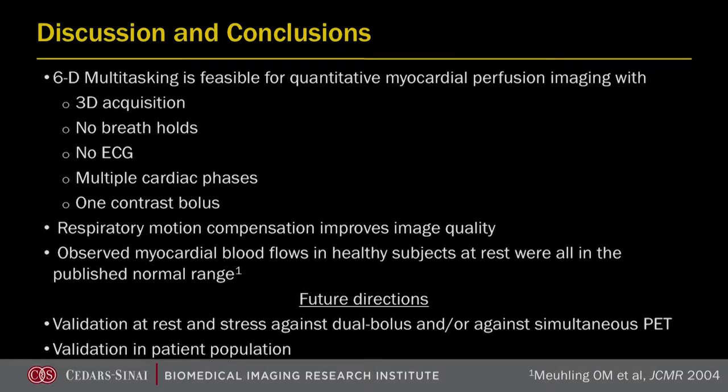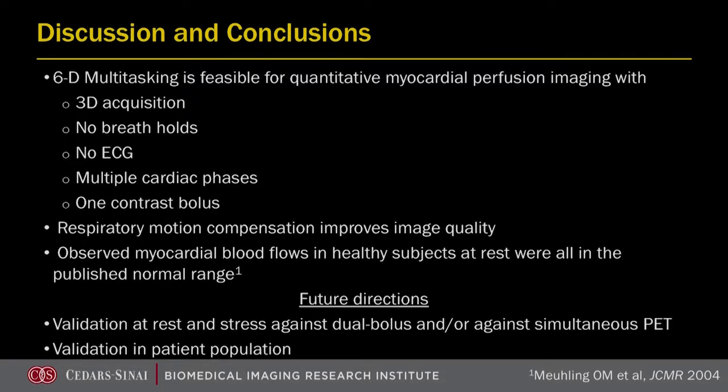So in conclusion, 6D multitasking is feasible for quantitative myocardial perfusion imaging with 3D acquisition, no breath holds, no ECG, multiple cardiac phases, a single contrast bolus. Respiratory motion compensation improves image quality, and we observed myocardial blood flows in healthy subjects at rest, all in the published normal range.